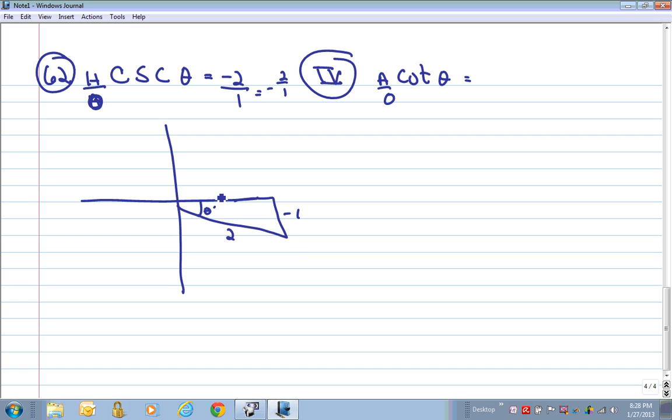Then we would need to find our missing side. Well, since this is already the hypotenuse, we would subtract our leg. So we'd have 2 squared is 4, 1 squared is 1, 4 minus 1 is 3, and we would take the square root and get the square root of 3.